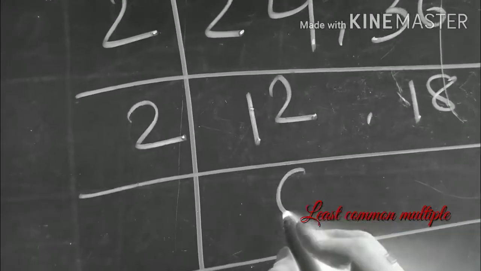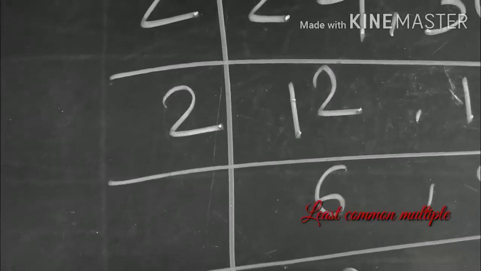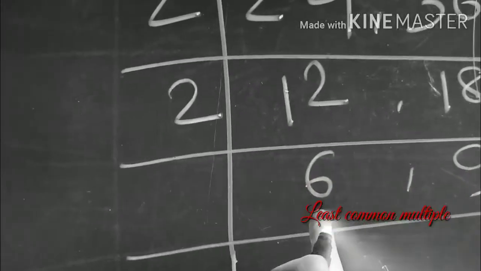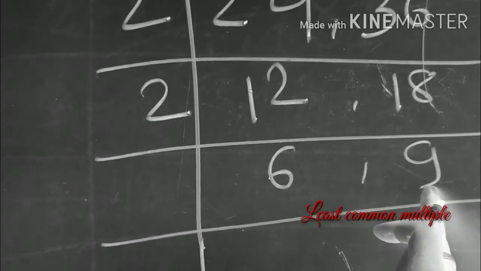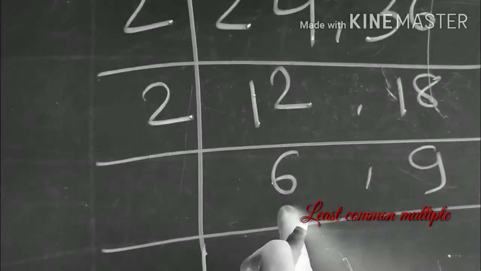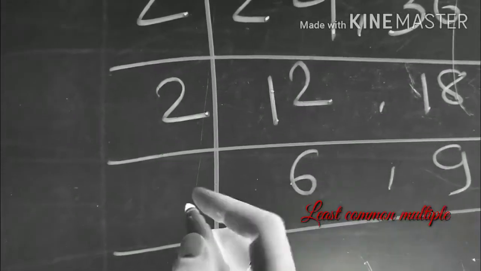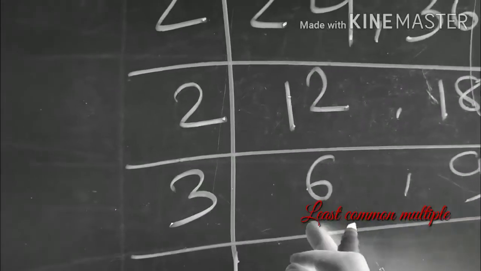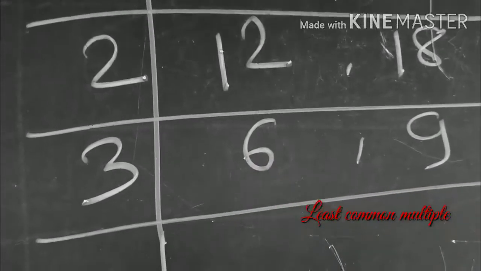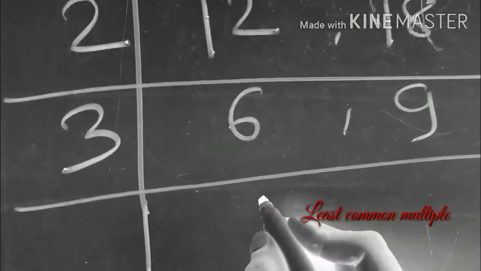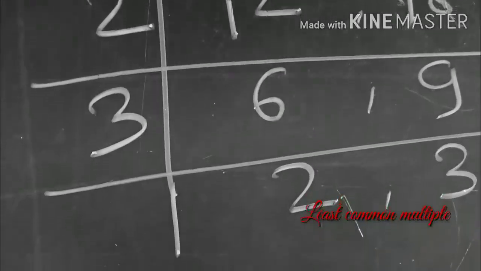12 divided by 2 is 6 and 18 divided by 2 is 9. Then again if we put 2 here, 2 divides 6 but not 9. So we will move to the next term, 3. 3 divides 6 and 9 also. So 3 is common to both 6 and 9. So 6 divided by 3 is 2, and 9 divided by 3 is 3.